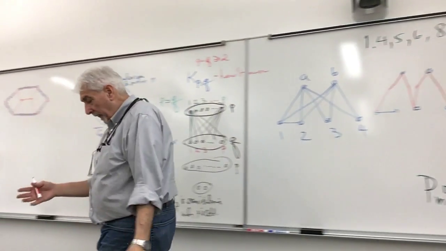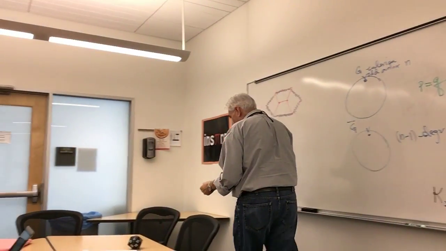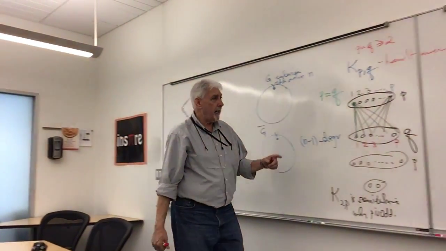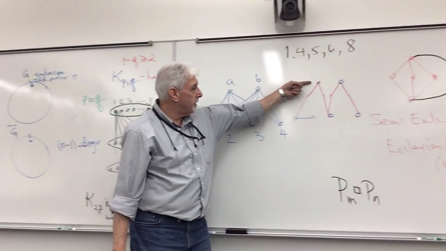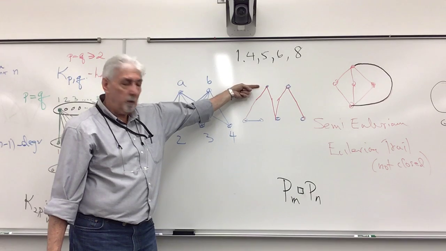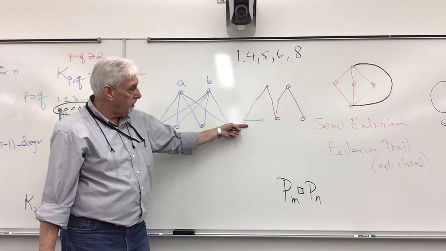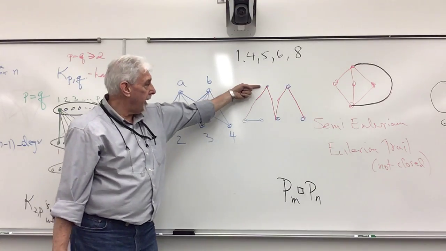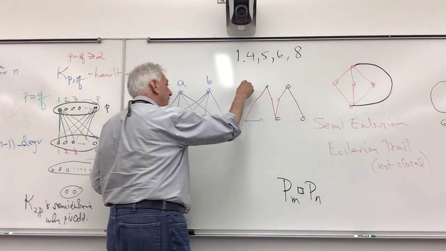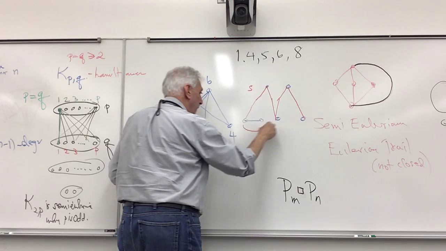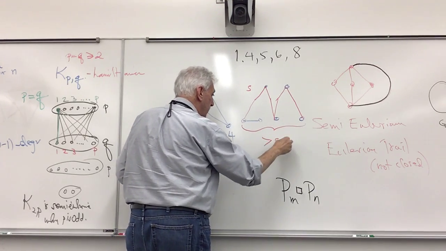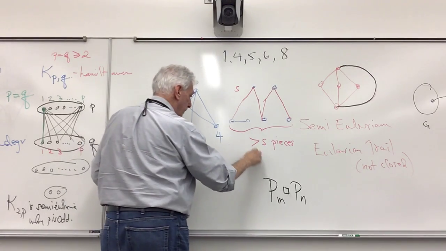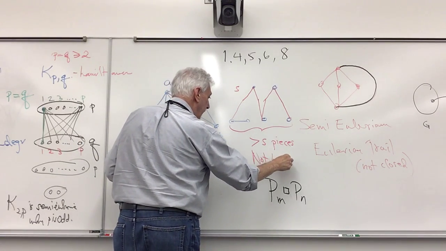So what we're going to see is this idea of disconnecting sets. So here's a set of size 2 that disconnects the graph into 3 pieces. If I have a set of size S, and I break it into more than S pieces, then the graph is not Hamiltonian. And that's where we'll start.